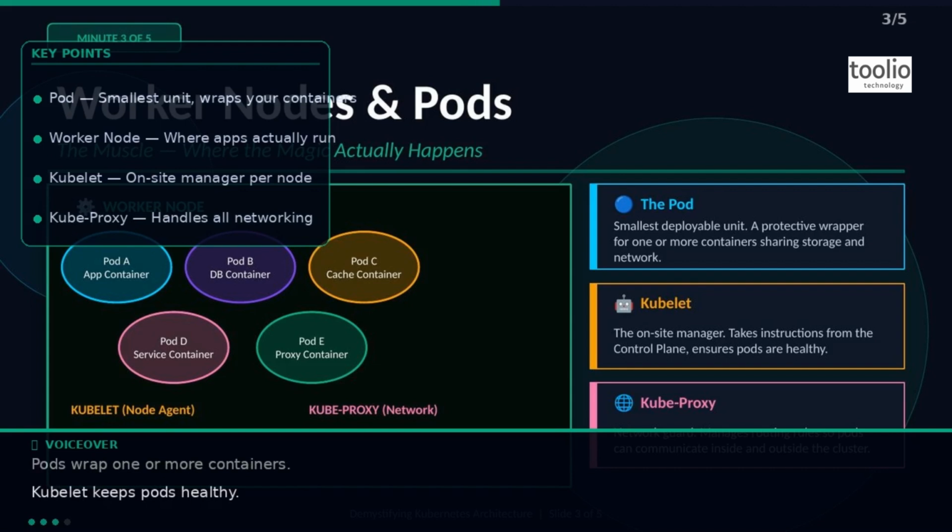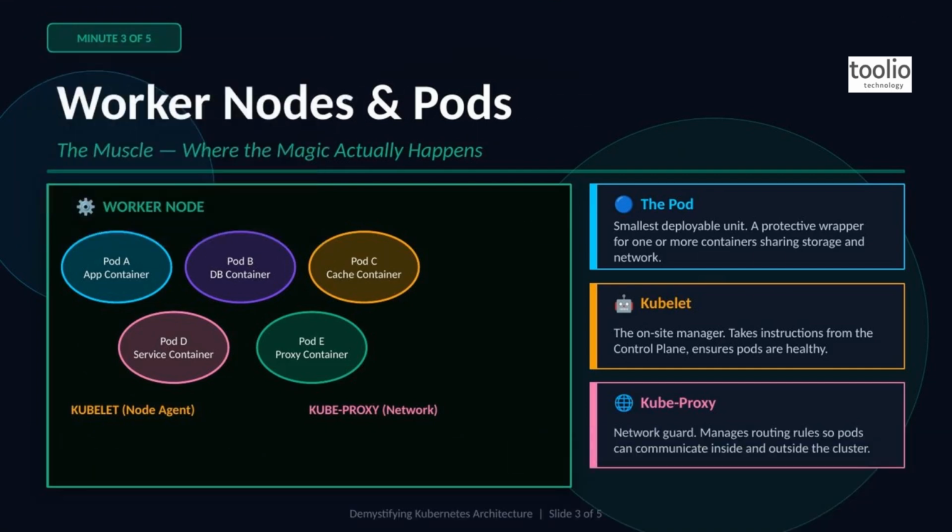Each worker node also runs 2 important agents. The kubelet is the on-site manager. It receives instructions from the control plane and makes sure all pods on that node are healthy and running. And the kube-proxy is the network guard. It manages all the routing rules so that pods can communicate with each other and with the outside world.